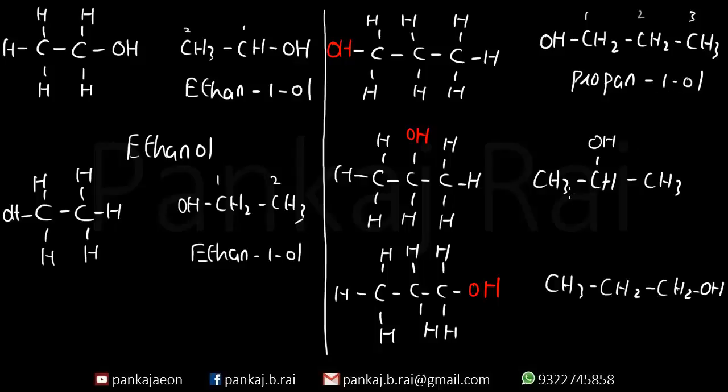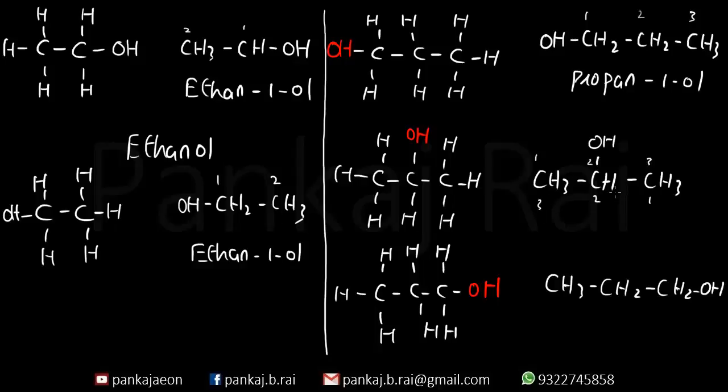Now look at this one. In this case, the OH is attached to this carbon atom. So we have to begin numbering from left to right or right to left so that this gets the least number. In either way, let's say I start numbering from here, so it is 1, 2, 3, or in this case if I start numbering from the right hand side, so this is 1, 2, 3.